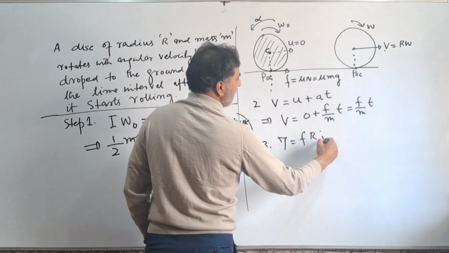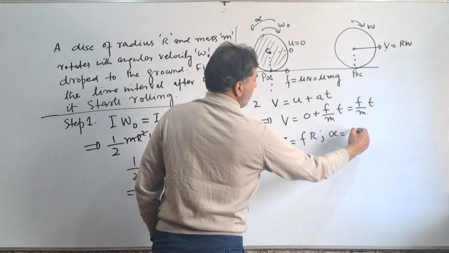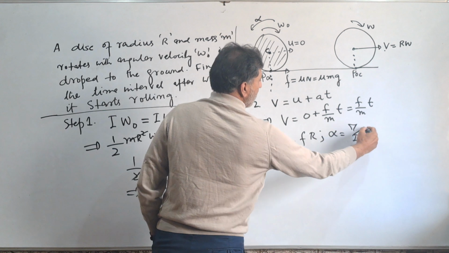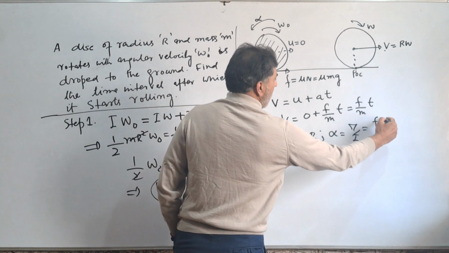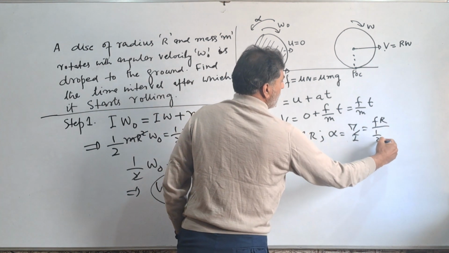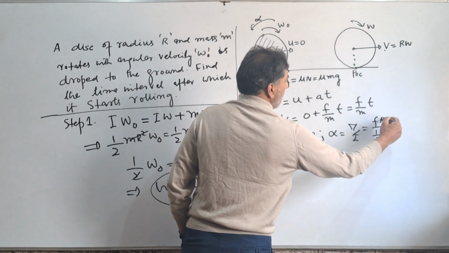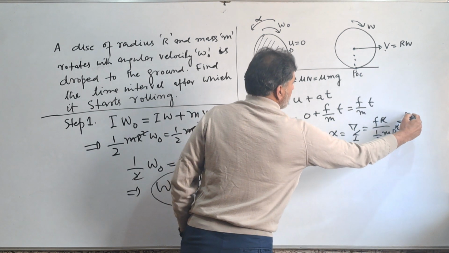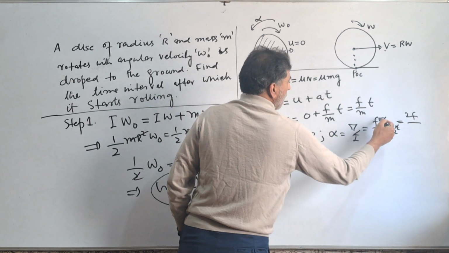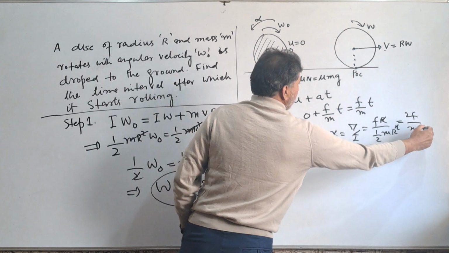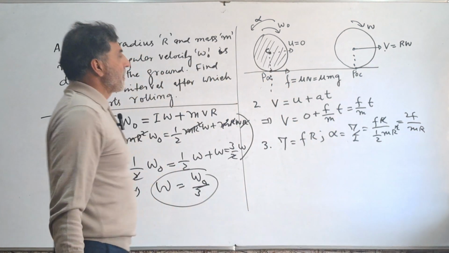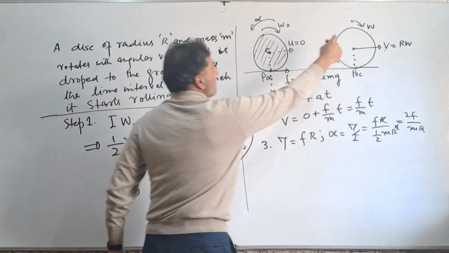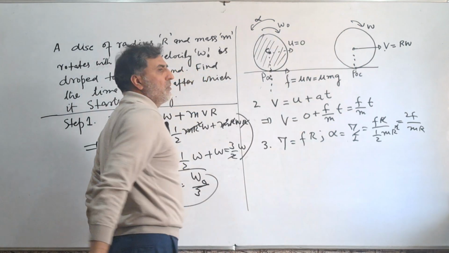Fr. What is angular acceleration? That is torque by moment of inertia. That is Fr divided by 1 by 2 mr square. 1 r gets cancelled. That is 2 times f by mr. That's the angular acceleration. Now, can you give me what is the relation between omega and omega 0?